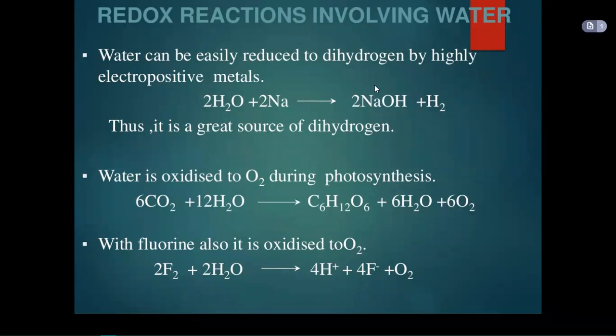So what is going on? Reduction is going on. It means the oxidation number is changing from +1 to 0. Clear? So it can be reduced to dihydrogen by a highly electropositive metal, and the highly electropositive metal here is Na, sodium. So it is a great source of dihydrogen.